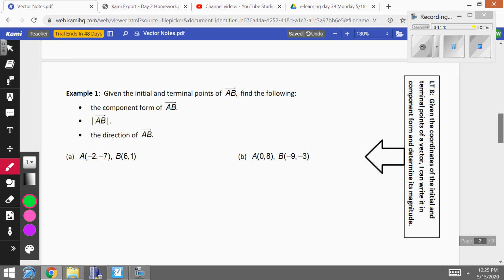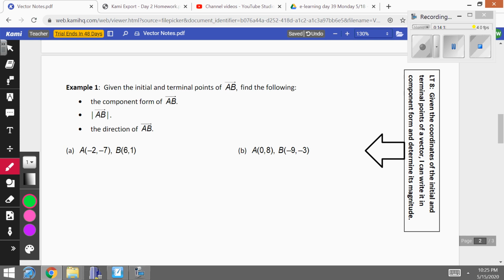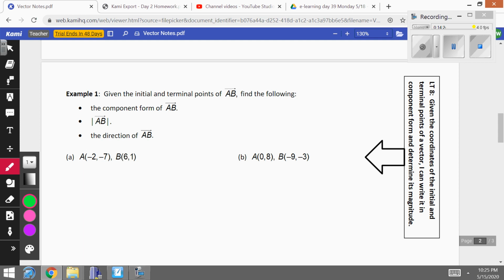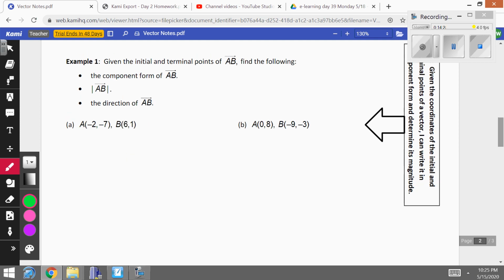So let's try another example like this. This one you'll see is kind of similar, just we're not giving you the drawing of it. We're just giving you some other information on here. So given the initial and terminal points of vector AB, that means A is your initial point and B is your terminal point, if you see the way that the arrow is pointing on there. We want to find really the same three things.